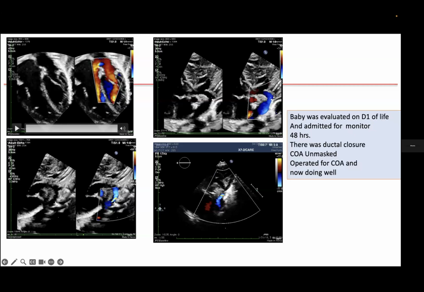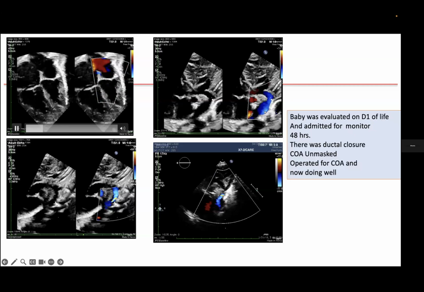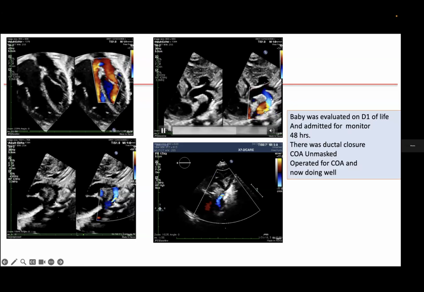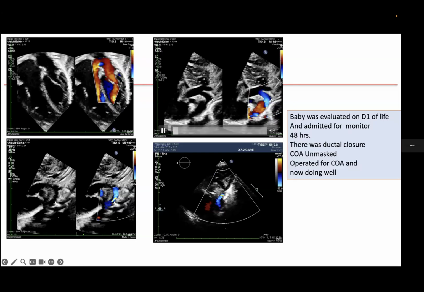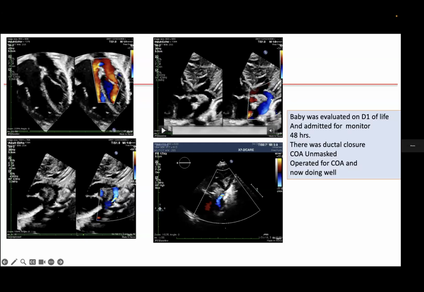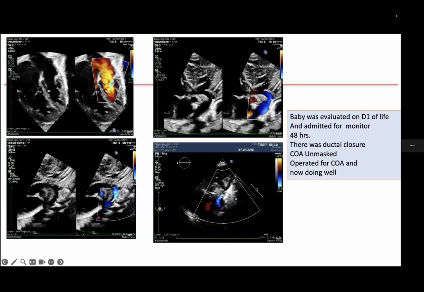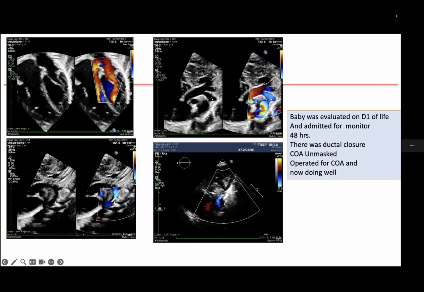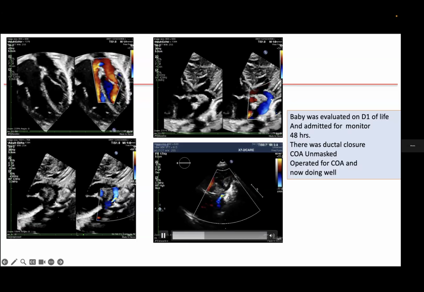As you can see, the right heart looks a little bit dilated, and when we did the arch view, there was just mild turbulence across the arch. So is coarctation there or not there? We should not dispatch this baby saying that there is no coarctation of aorta, because the presence of ductus arteriosus can really mask your coarctation of aorta. Now let's see what happened here. Once the ductus got closed, this baby got precipitated with severe coarctation of aorta.